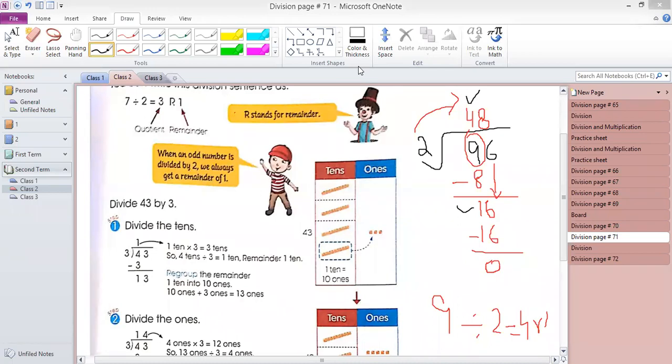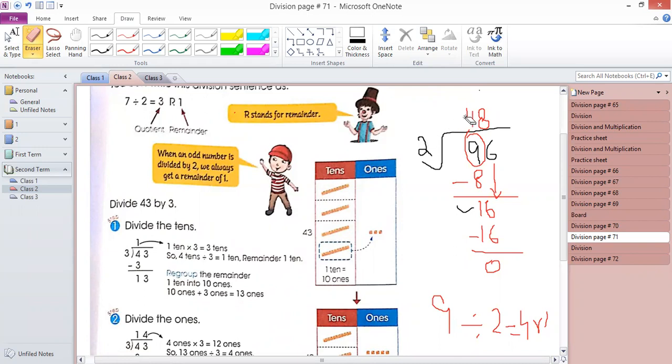I'm repeating it again, guys. This question. First, you will divide 9 by 2. 9 divided by 2 equals 4, because 2 4s are 8 and 2 5s are 10. 10 is a bigger number, so you will go for 4. So that's why 9 divided by 2 is 4.